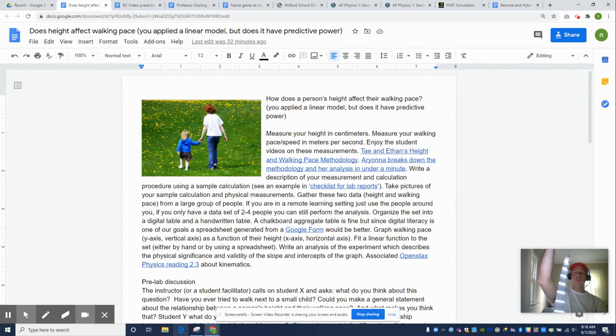See this pendulum? Tick, tock, tick, tock. This is how they used to keep track of time. And you can make a pendulum too. It doesn't have to be out of an LED light. So be resourceful. I want your height in centimeters and your walking pace in meters per second.